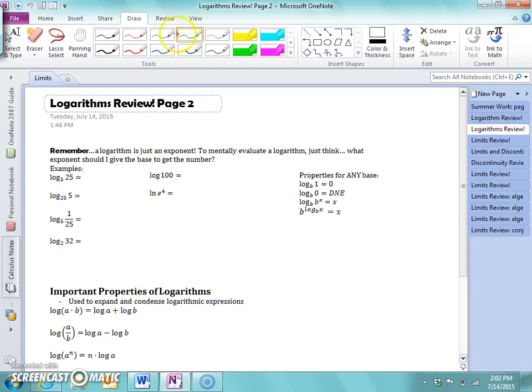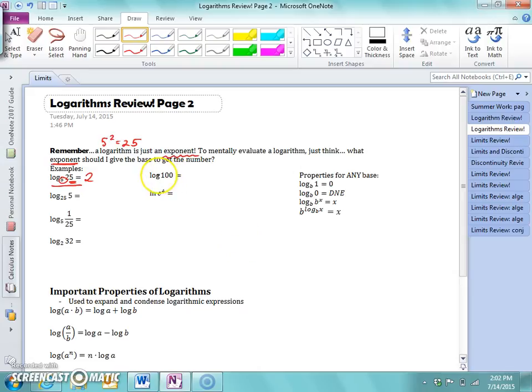So moving on here. Basics of logarithms. You need to know how to mentally evaluate these. And remember, in order to mentally evaluate, just think exponents, because they're inverses. To mentally evaluate a logarithm, let's do this one. You want to think, what exponent should I give my base in order to get this number here? So I have log base 5 of 25. What exponent do I need to give 5 to get 25? Well, you need an exponent of 2, because 5 squared is 25.